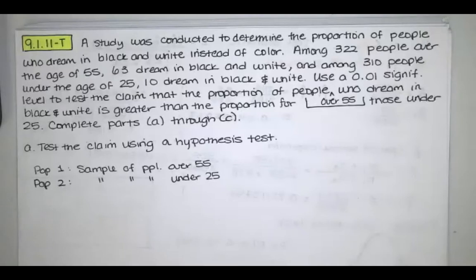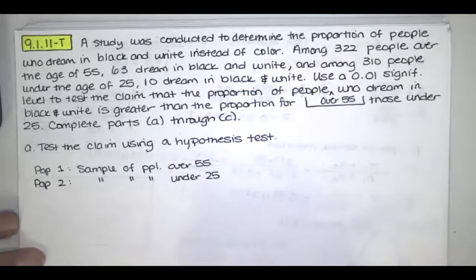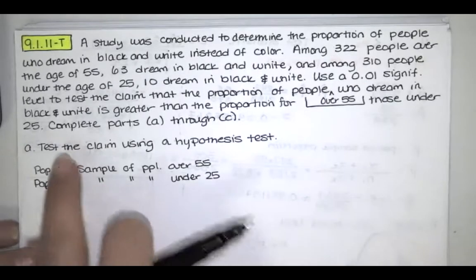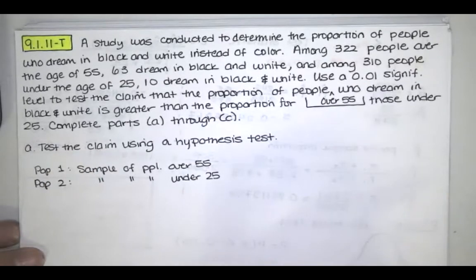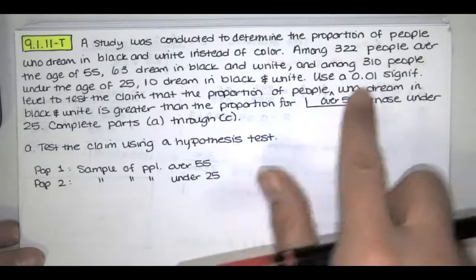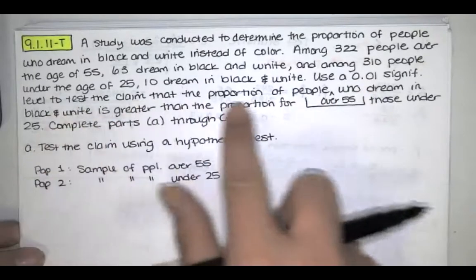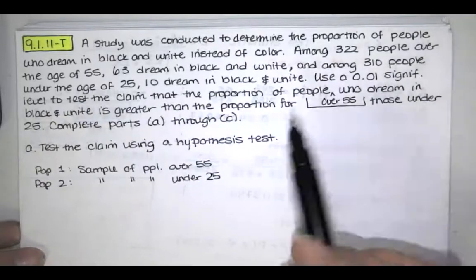Okay, so we've already identified population 1 and population 2. Population 1 is the sample of people over 55. Population 2 is the sample of people under 55. If I want to state the null and alternative hypotheses for this hypothesis test, I need to go up to my problem statement here and state the claim first.